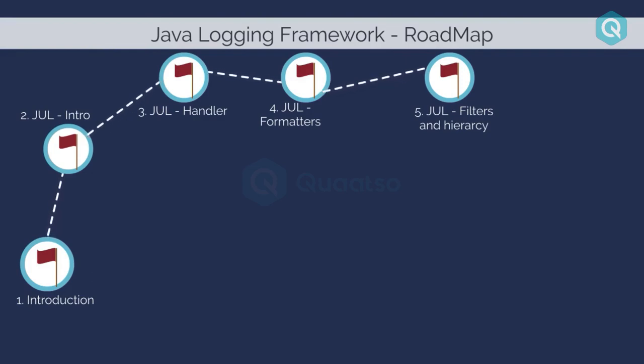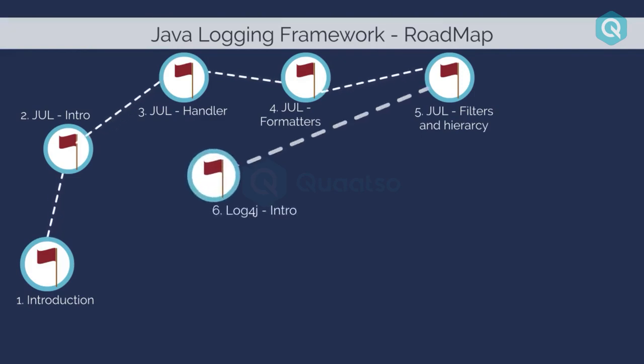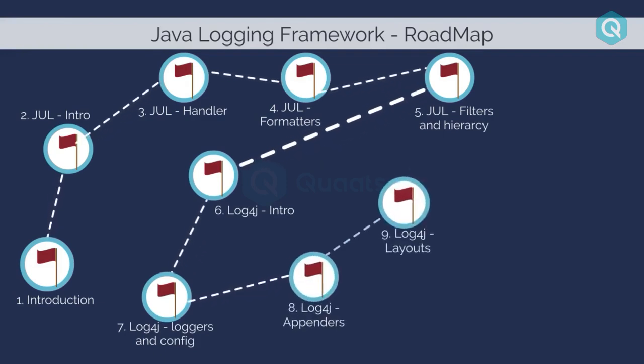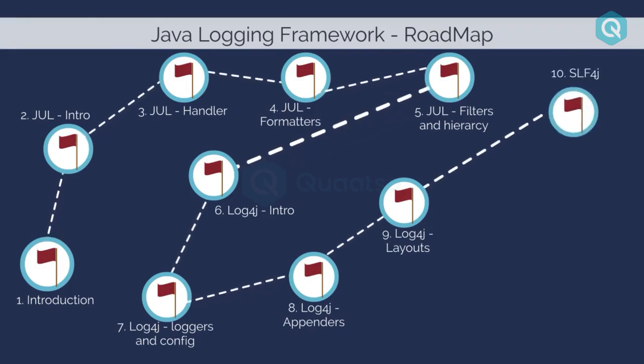In the 6th session, we will jump on another logging framework, which is Apache Log4j. In the next session, we'll continue same with Log4j loggers and config. Then there will be Log4j appenders and Log4j layout. Here we will complete the Log4j and then move to a very interesting API known as SLF4j.